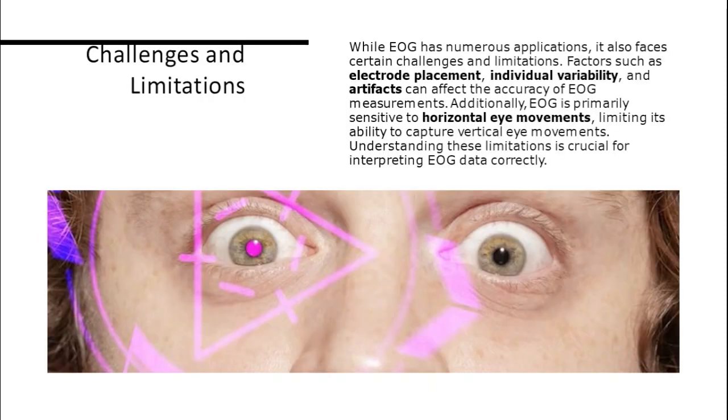But we have certain challenges and limitations. So there can be problems related to electrode placement. If the electrodes are not placed properly, as mentioned in the first slide, in the proper position of the cornea and the fundus, then we will get faulty results. Then individual variability. There are lots of biological factors that actually perturb the results, and artifacts or noises that can affect the accuracy of EOG measurements. And also the most limiting element over here is eye movement direction. EOG can only assess horizontal eye movements and not vertical eye movements. So we need to interpret this very carefully so that the data comes out correctly.